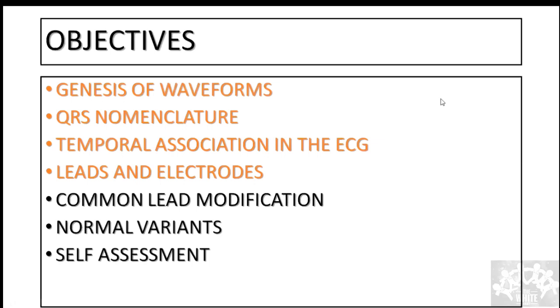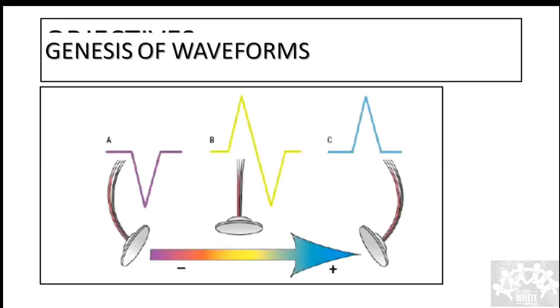I'll repeat. So today's objectives for our discussion would be a quick review of what we had discussed yesterday, words about QRS nomenclature, a concept of temporal association, how we use the 12-lead ECG to determine specific activities, some words about the leads and the electrodes, which is important to understand the orientation of the heart, common lead modifications that we use, and we'll go for the assessment questions.